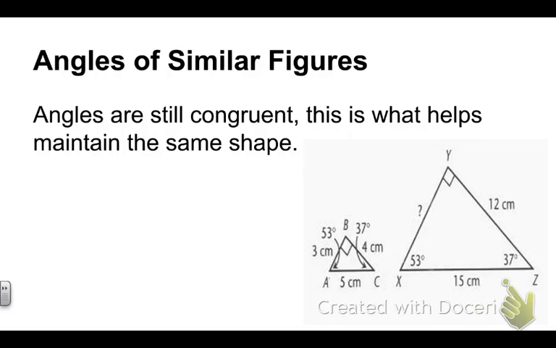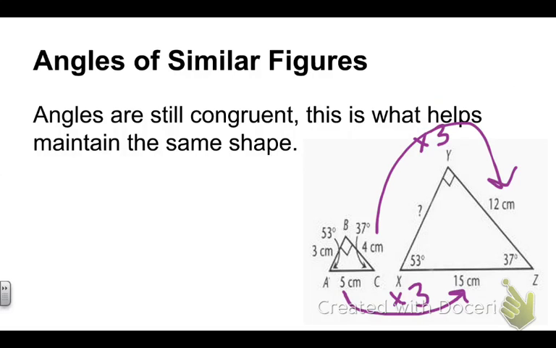Now the angles of similar figures, this is a misconception here. Angles are still congruent. This is what helps maintain the same shape. So if you look at this figure, this side goes from 5 to 15. Think about that. What can you do to go from 5 to 15? You're getting 3 times larger. It's the same from 4 to 12. You're getting 3 times larger, but look at the angles.